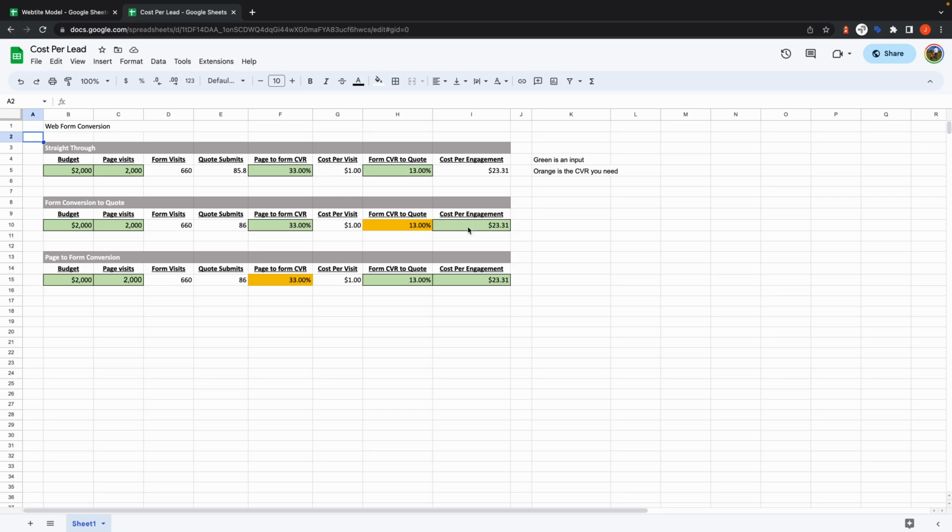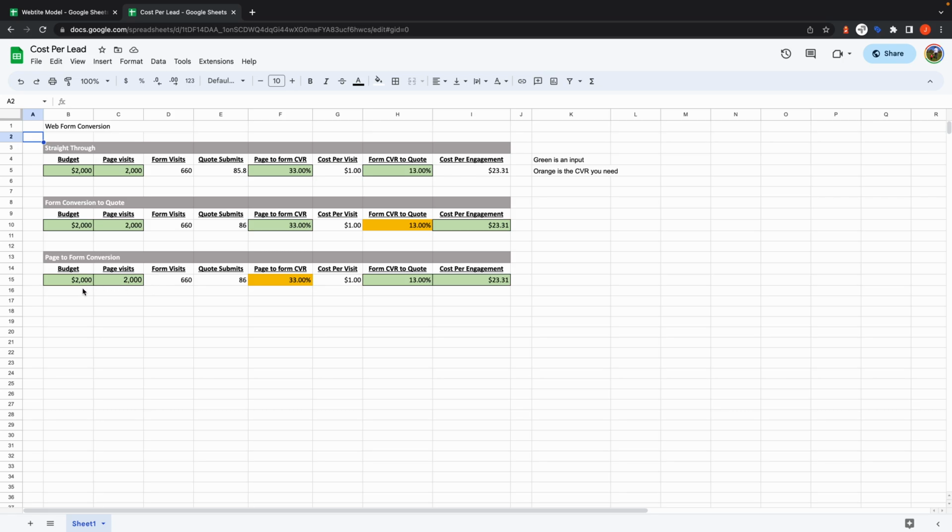So let's say I can pay $23 for an engagement. Maybe that's a phone call in some sense. Maybe it's getting to some other toll gate that we really care about. Well, based on these inputs on this form conversion to quote, I know that I've got to get that form to convert at 13%. If I really care about holding this $23.31. Same thing on this page to form conversion down here.